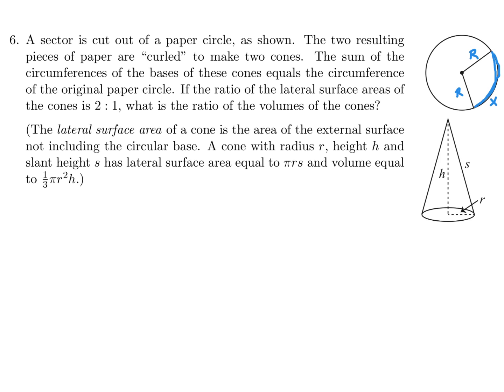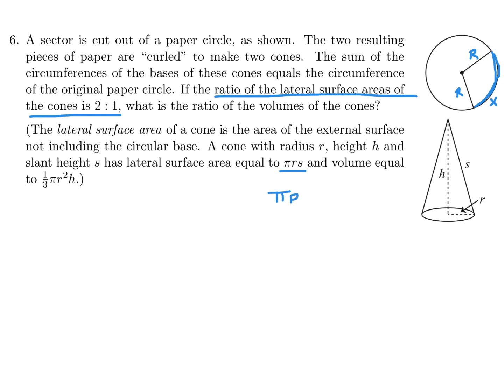Okay. So that actually is very important. I'm just trying to think how to include that into my formula here. So let's go with that. The ratio of the lateral surfaces of the cone is 2 to 1. Okay, so that means this formula that they've given us, pi r s.